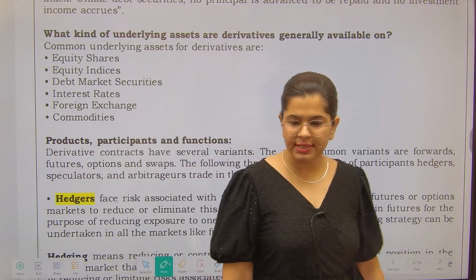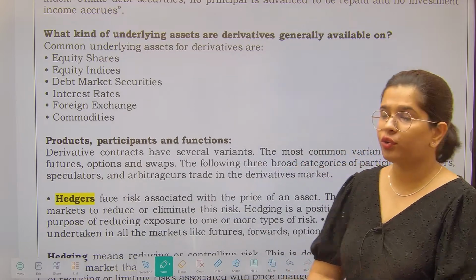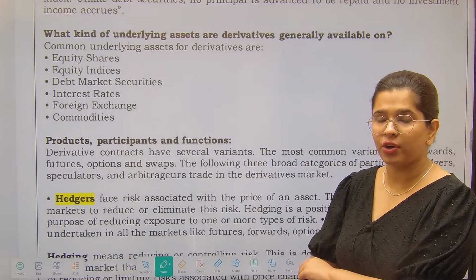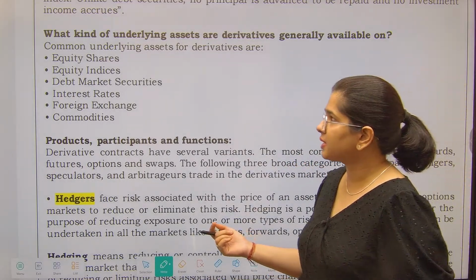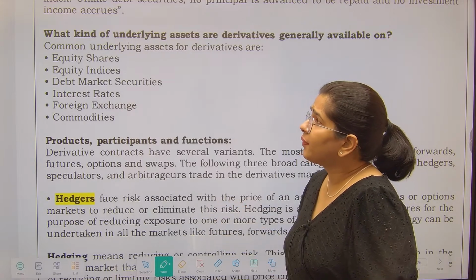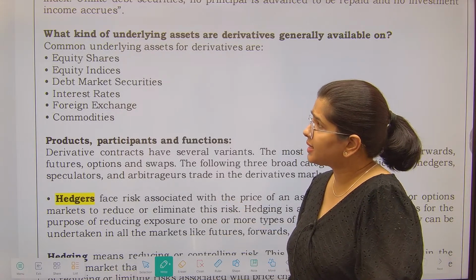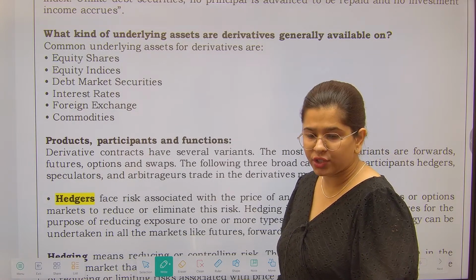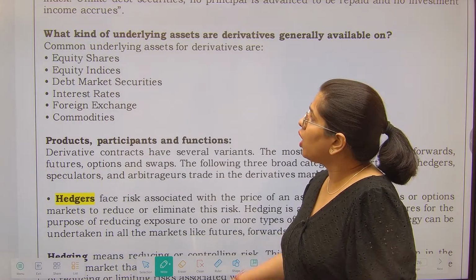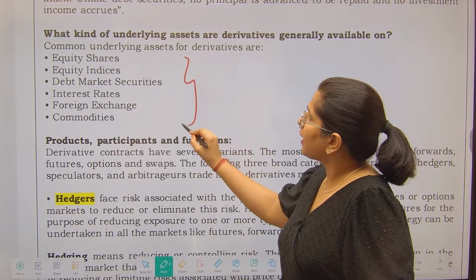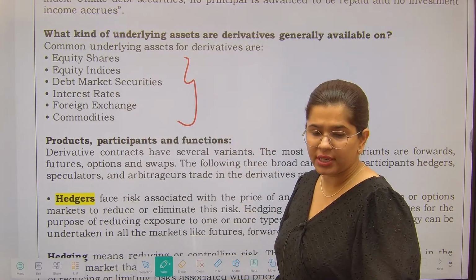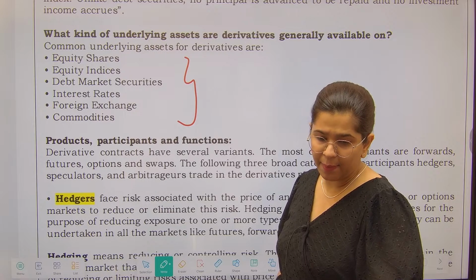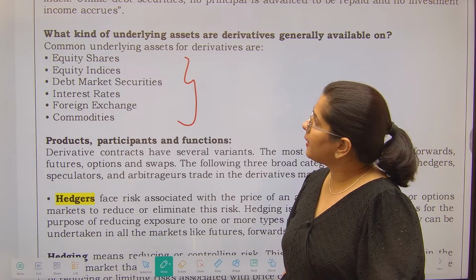ठीक है, अब देखो what kind of assets are there onto which you can make a derivative contract. कौन कौन कितनी टाइप की asset हो सकती हैं? So it could be equity shares, equity indices, debt market securities, interest rates, foreign exchange, commodities. All these can be the asset onto which the derivative contracts can be made. ठीक है, now see equity shares.